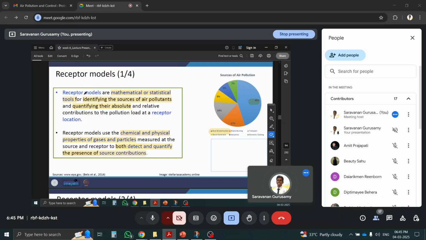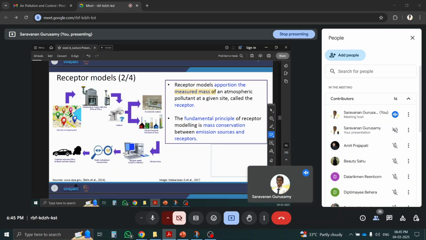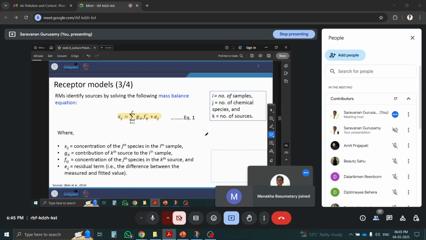So the receptor model is the top-down approach. It's a mathematical or statistical tool used to identify the sources of pollutants and quantify their contributions. It also uses the chemical and physical properties of gases and particles, so it will give you what type of particulate matter it is, and both detects and quantifies the source contributions. This is the whole map behind the receptor model. As I mentioned, first we identify the sampling site, then we measure and analyze, and with the receptor data analysis we finally tell which source it is by mapping with various sources. As I mentioned, mass balance and chemical mass balance (CMB).